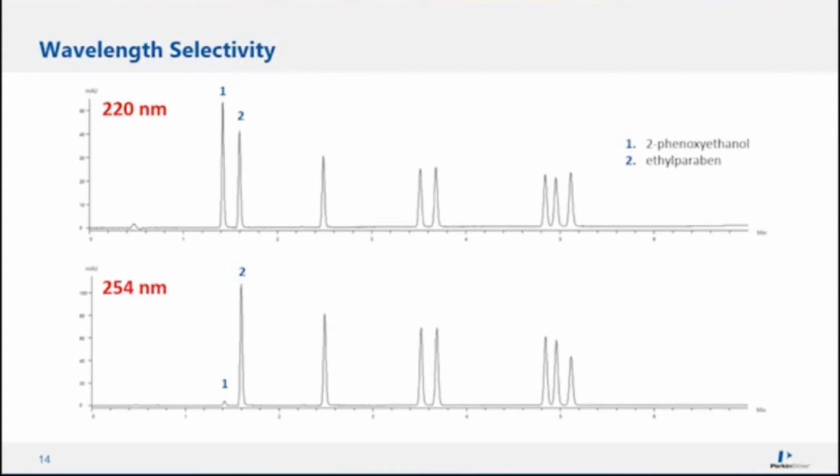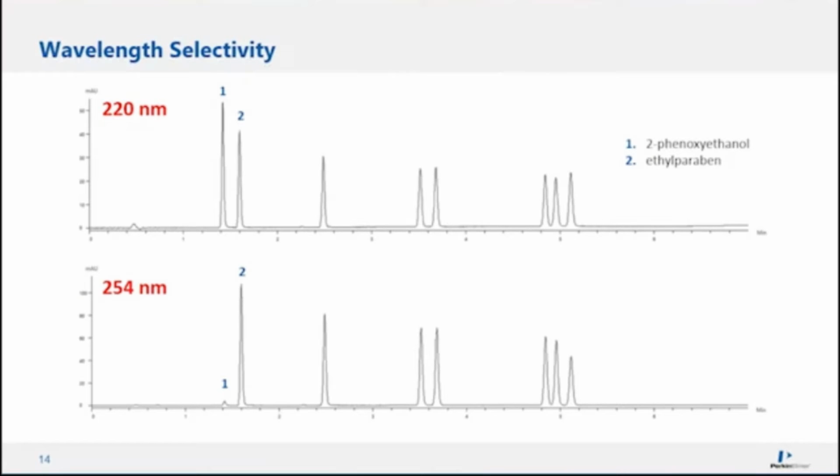This is the analysis of some common preservatives found in personal care products. The top chromatogram shows a separation of these compounds at 220 nanometers. But I want to draw your attention to peaks 1 and 2, which are labeled, 1 being 2-phenoxyethanol and 2 being ethylparaben.